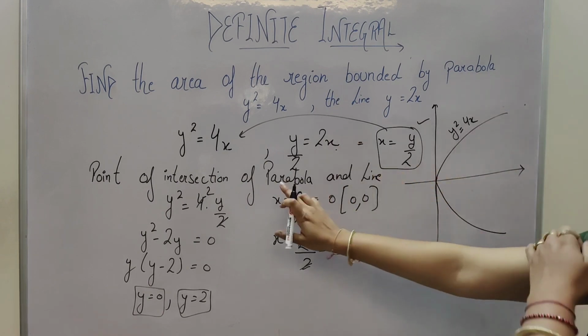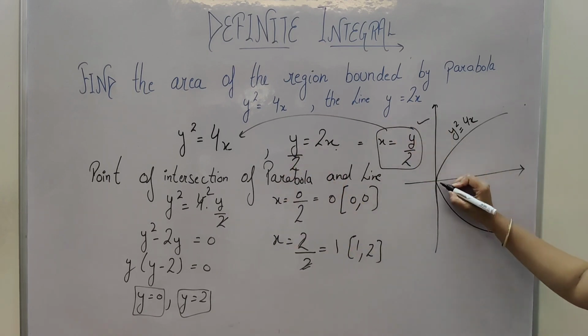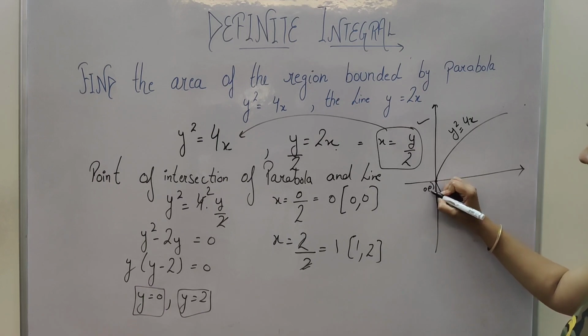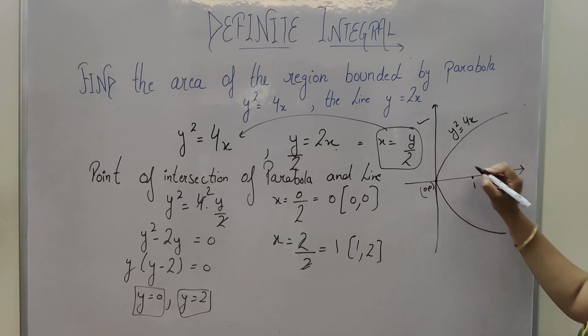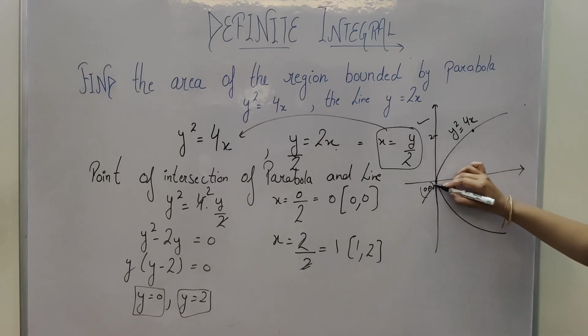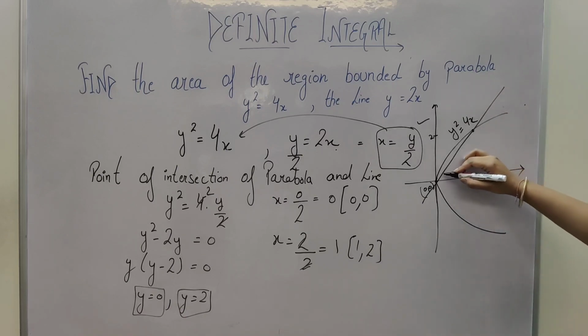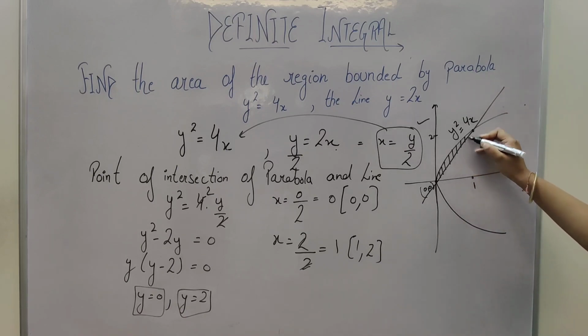And the next line is y is equals to 2 of x. Point of intersections are 0 and 0. Let's suppose it is 1 and it is 2. So here comes the second point, and this is how the line passes through the parabola, and this is your required area. This is your required area.